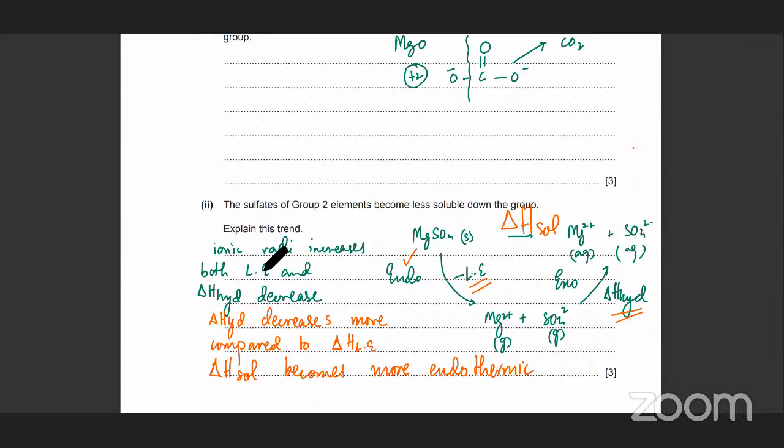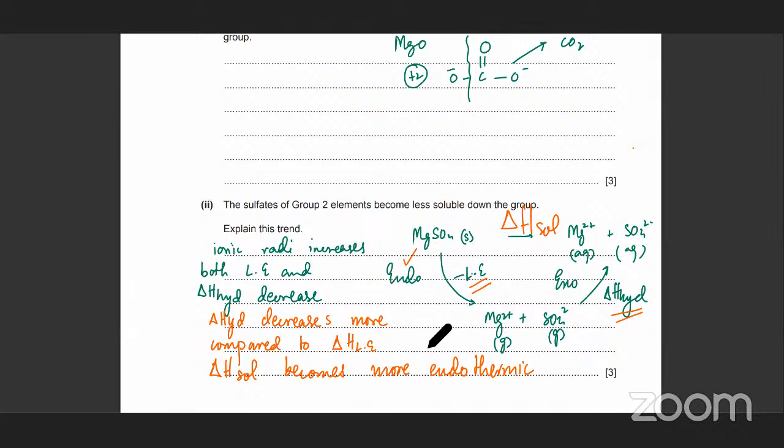So the first part is always the same, whether it's the solubility of the hydroxides or the sulfates. Its ionic radius increases down the group. So both lattice energy and enthalpy of hydration decrease. And if they're becoming more insoluble, that means the endo part is still bigger compared to the exo part. So this one is decreasing more compared to this one, which is why overall enthalpy of solution is becoming more and more endothermic.